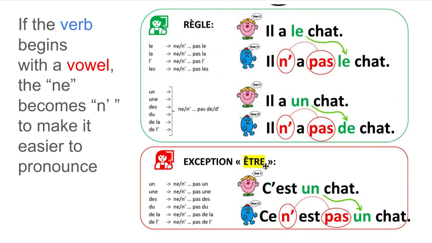And with être, the only thing that will be different, you will say c'est un chat, it is a cat. In the negative, you will say ce n'est pas un chat, it's not a cat. And this exception is as opposed to that one. And that will be only with the verb être, which is to be.